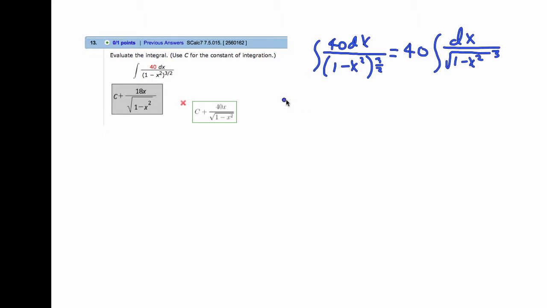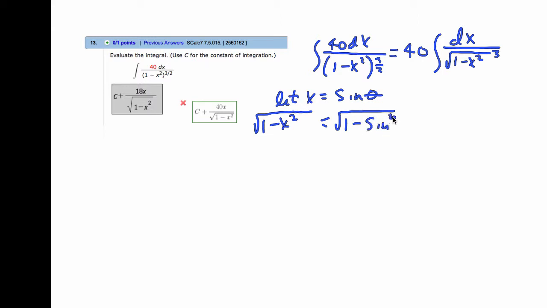And the substitution to make here is to let x equal the sine of theta. Then the square root of 1 minus x squared would be the square root of 1 minus sine squared theta, which would be equal to the square root of the cosine squared of theta, which would actually be the absolute value of the cosine of theta.